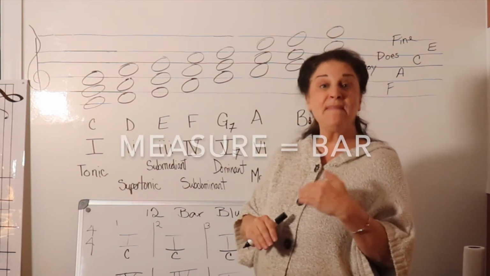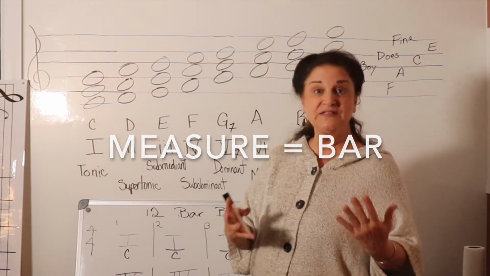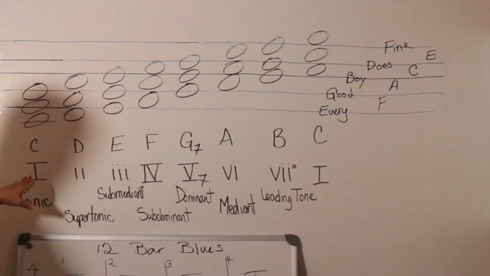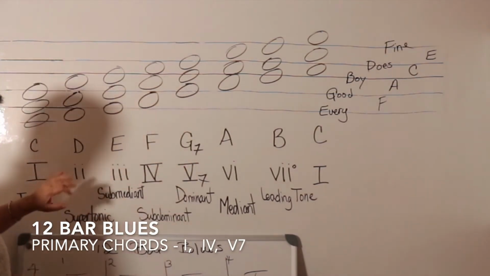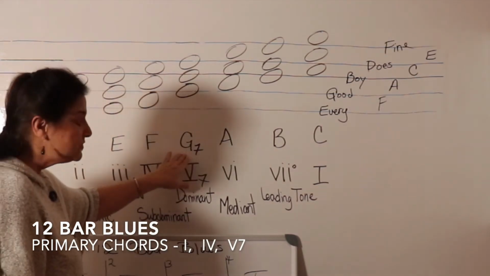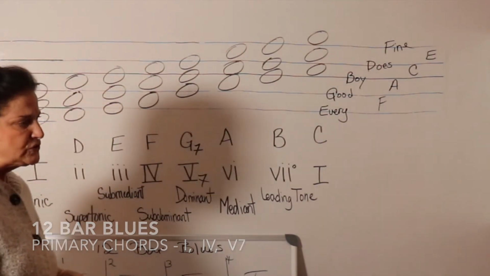Now, I told you that measure and bar are the same thing. And we're going to use the 1 chord, the 4 chord, and the 5/7 chord. Those are the 3 chords that we use in 12-bar blues.